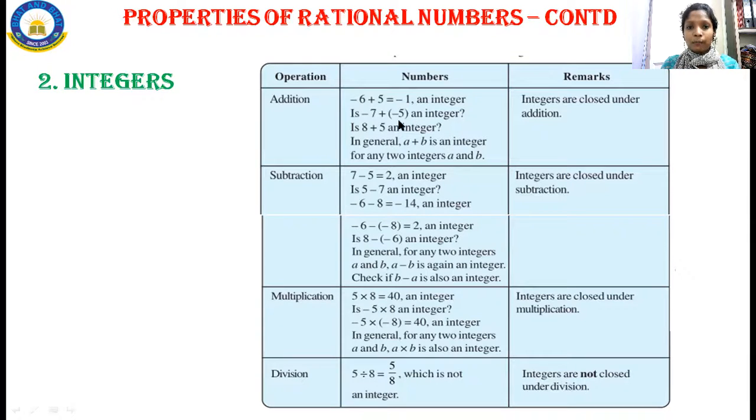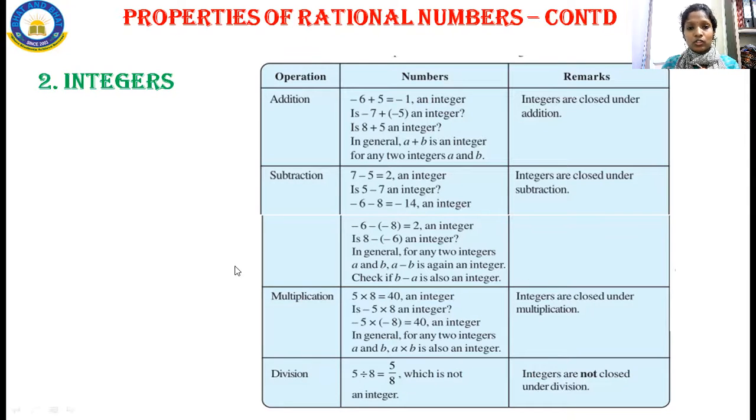See here, plus into minus is minus, minus into minus it is plus, so then 7 plus 5 is what? And in the same way 8 plus 5, whether it is an integer or not. Say for example, in general a plus b is an integer, we have two integers with us, a as well as b, and integers will be closed under addition.